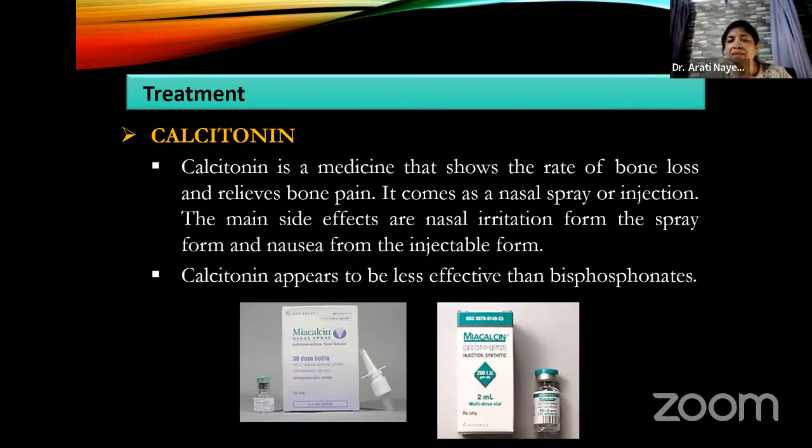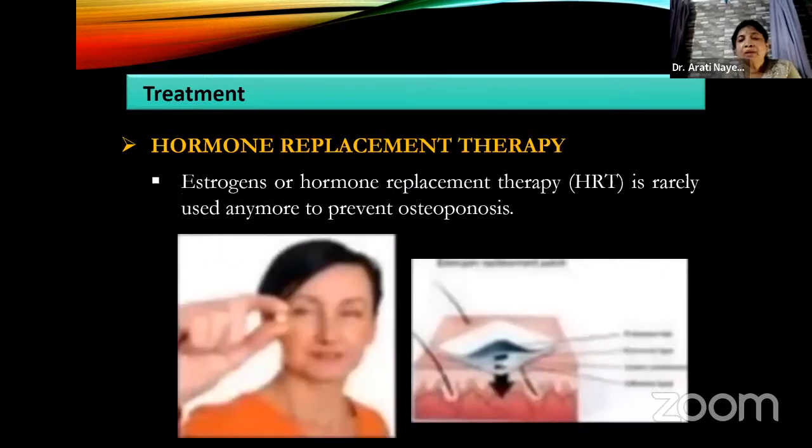Calcitonin is a medicine that slows the rate of bone loss and relieves bone pain. It comes as a nasal spray or injectable. The main side effect is nasal irritation from the spray. Calcitonin appeared to be less effective in comparison to bisphosphonate for osteoporosis management in menopause. Hormone replacement therapy. Estrogen or hormone replacement is rarely used anymore to prevent osteoporosis.